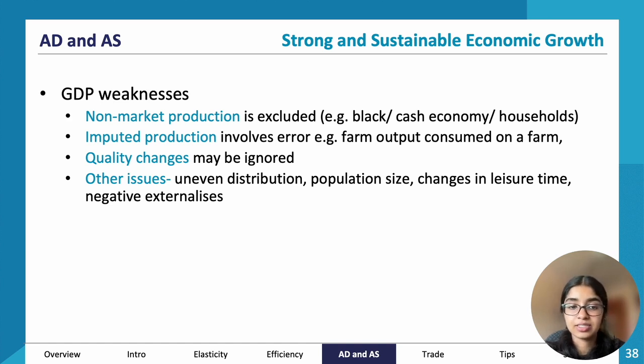And negative externalities. So remember, negative externalities in production. If we have all these factories producing heaps and heaps of goods and services, and we're striving to increase our GDP, we might be polluting, we might be using up resources, we might be destroying natural resources. Those are all things to think about when we're looking at weaknesses of GDP.